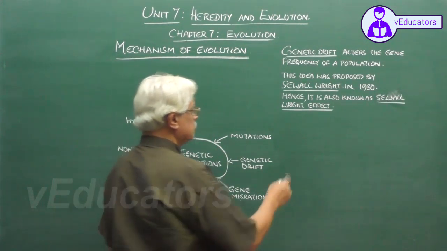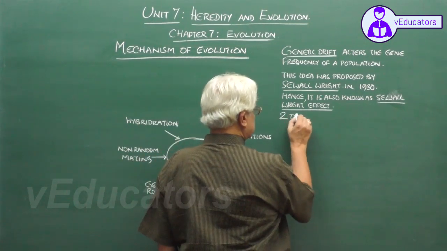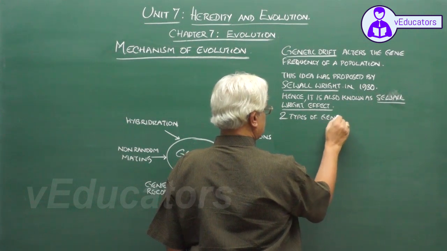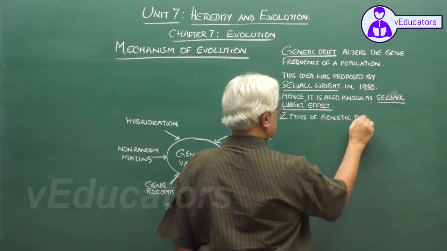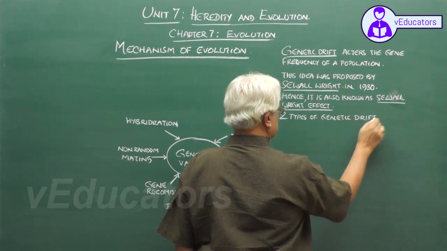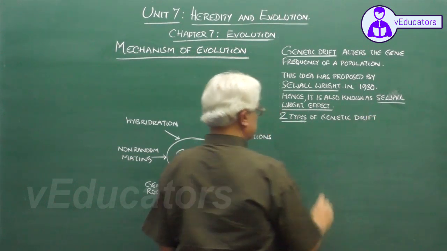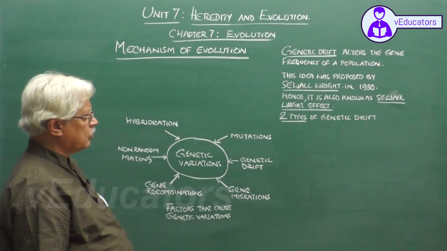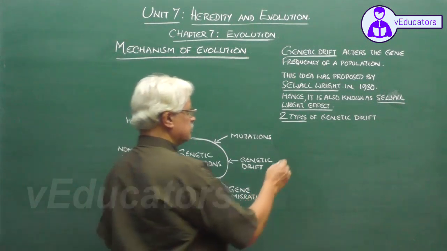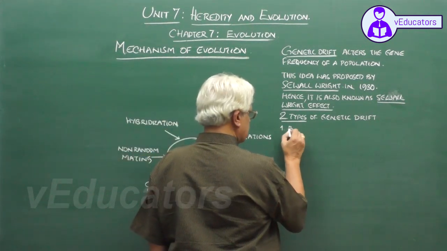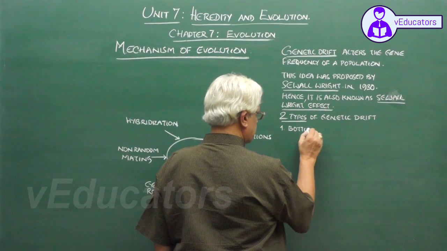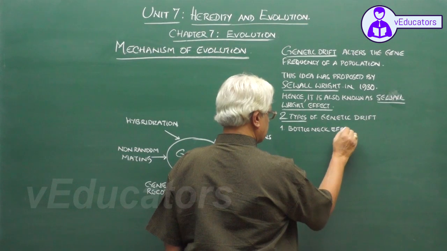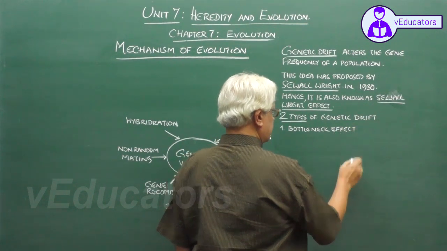There are two types of genetic drift. One is called bottleneck effect.